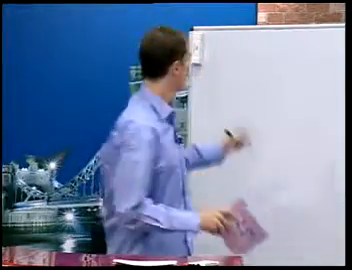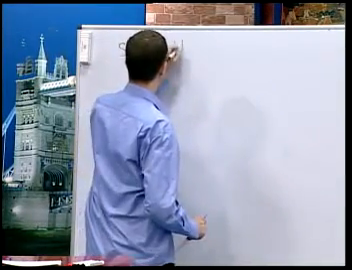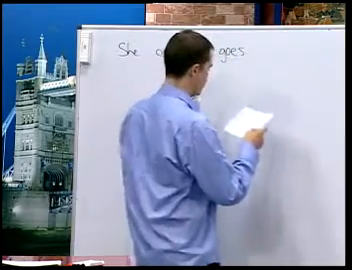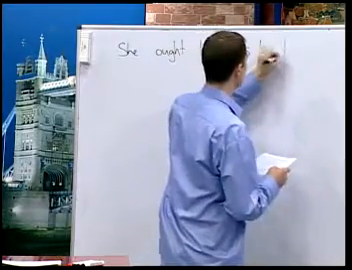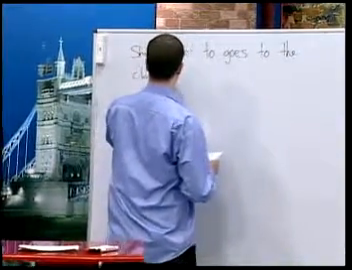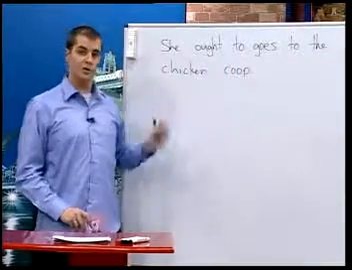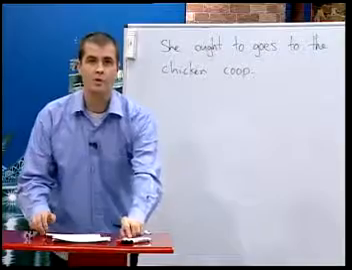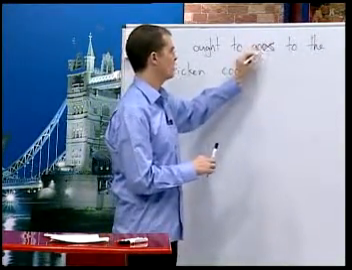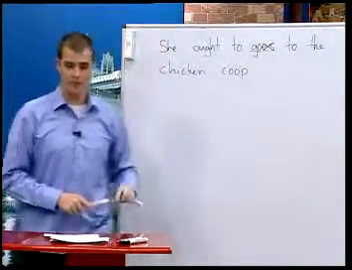For example, she ought to goes to the chicken coop is of course wrong because this is not a simple form of the verb. Just go. She ought to go to the chicken coop.